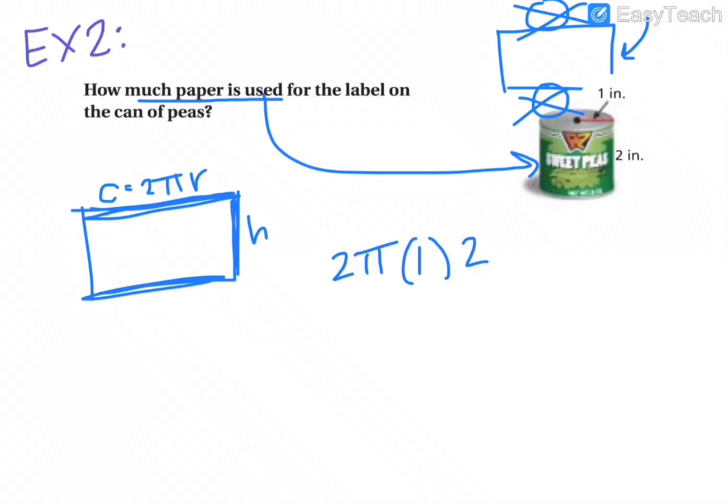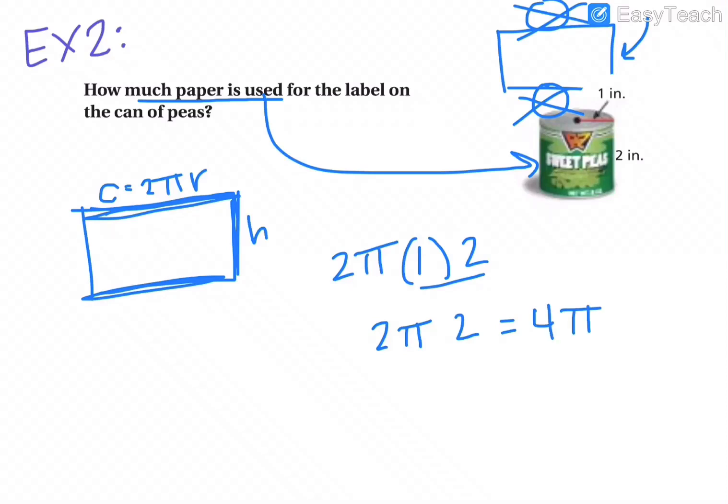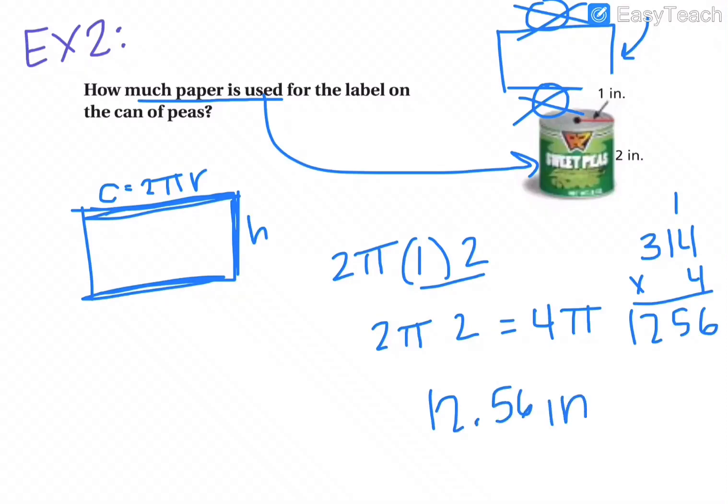So all we have to do is multiply 2 times 1, which is 2. 2 times pi times 2. Again, it doesn't matter what order you write that down. You can put 2 times pi because it's commutative. Either way, it's going to be 4 pi. And then multiply that out. And that gives us 12 and 56 hundredths inches squared.